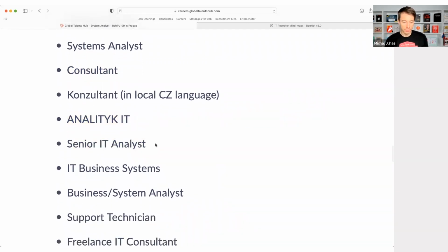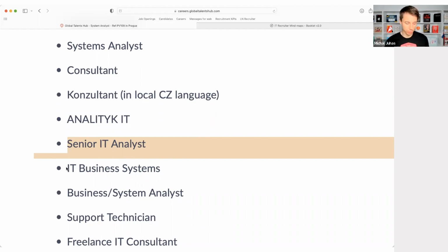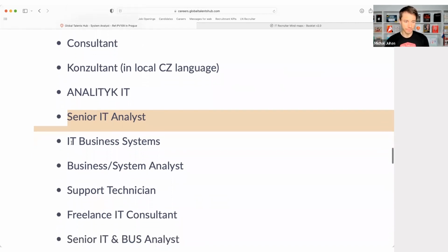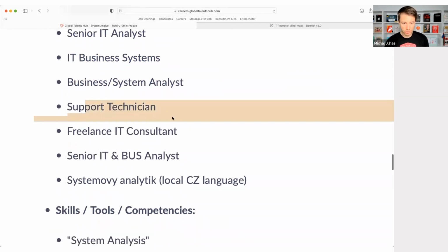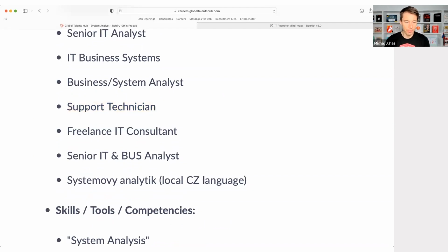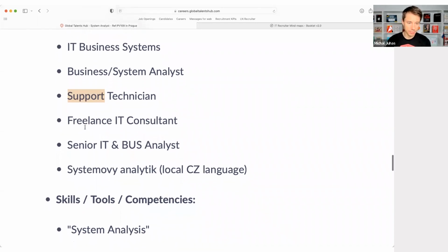Senior IT analyst, that could potentially be a good fit as well. But remember, it needs to be someone who has some development experience from before. So not just any analyst, not just someone who worked with, I don't know, SAP before, analyzed some SAP products. That would not really be a good fit. IT business systems analyst, business/system analyst, even potentially support technician, but that's already a stretch. It really depends on what has the support technician been working on in the past.